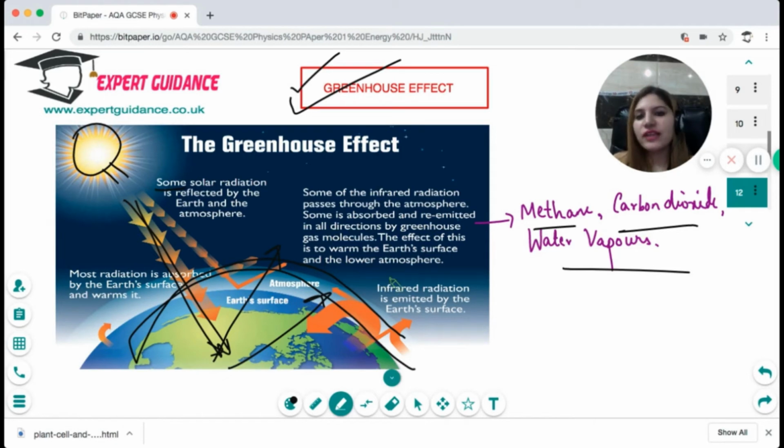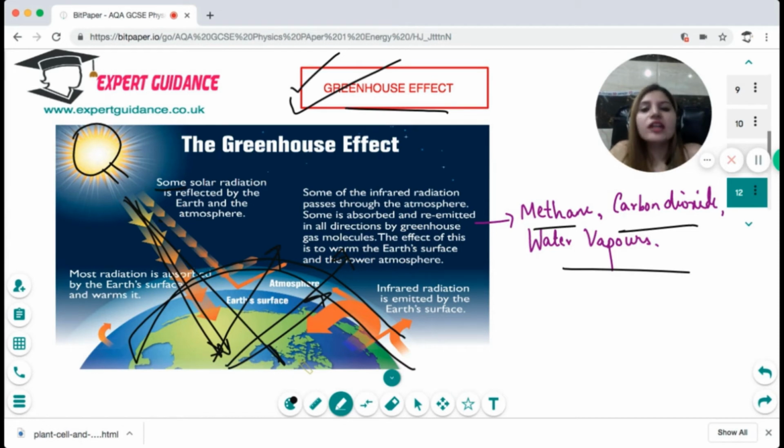The effect of this is to warm the Earth's surface and the lower atmosphere. So what do these greenhouse gases do? They allow the electromagnetic radiation from the Sun to come in, but they prevent the radiation from the Earth from radiating out. Since they form a blanket and do not allow the radiation to move out, they cause the heating of the Earth's atmosphere, which is good in the sense that the Earth's temperature is maintained for living.